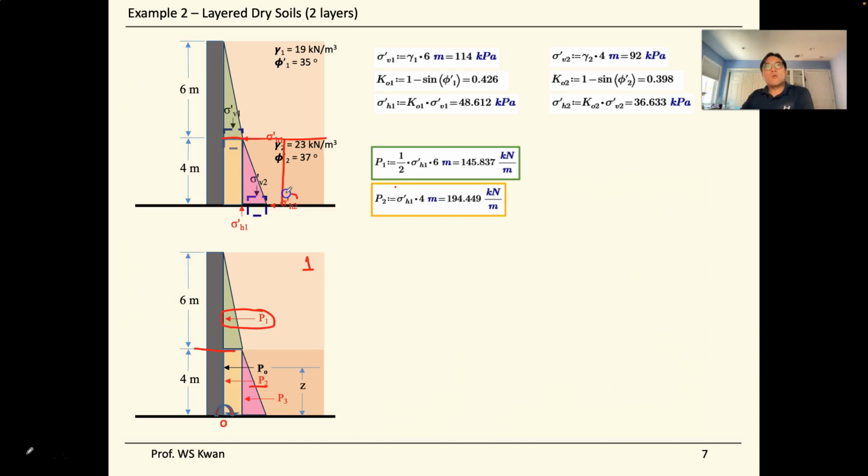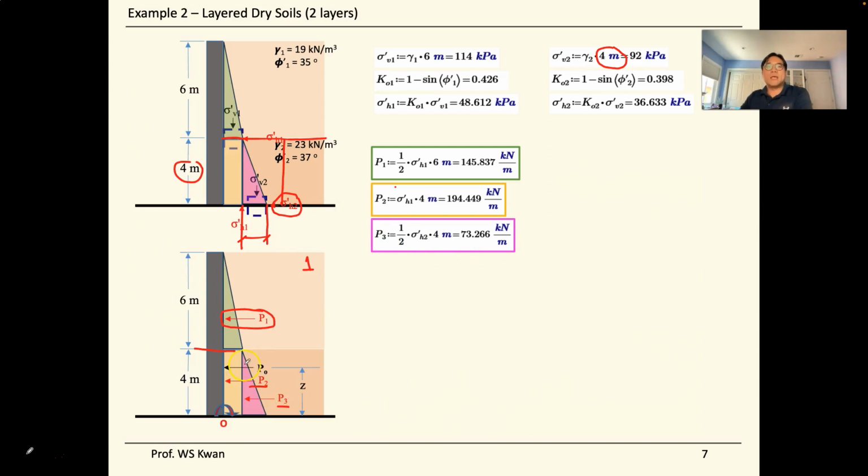And the way we calculate sigma h2 here, as I previously mentioned, so this is your sigma h2, because we just consider the effect of the 4 meters when we calculate our sigma v2, the second part of it. So that's why the base of this pink triangle has been taken care of, which is 36.6, times the height of 4 meters. Then this pink triangular area gives us the resultant force of P3.